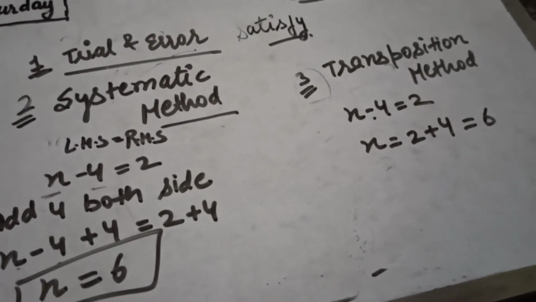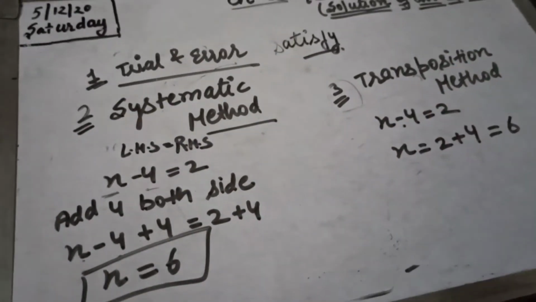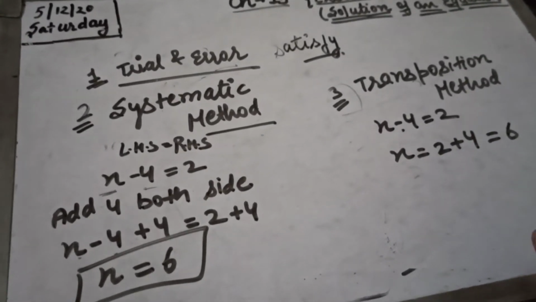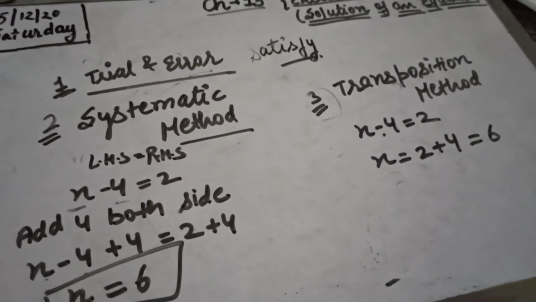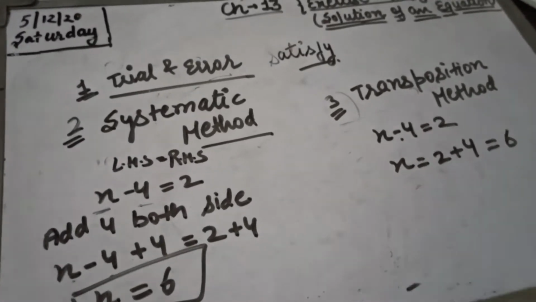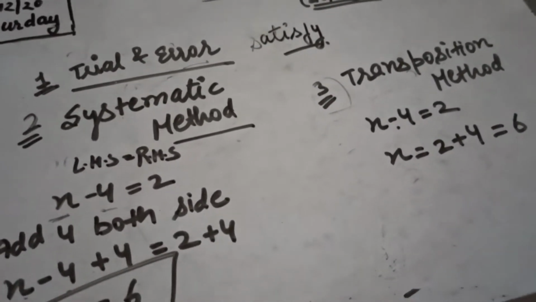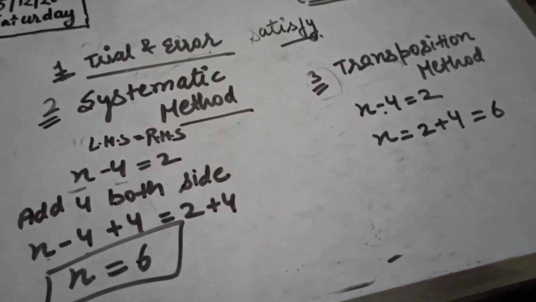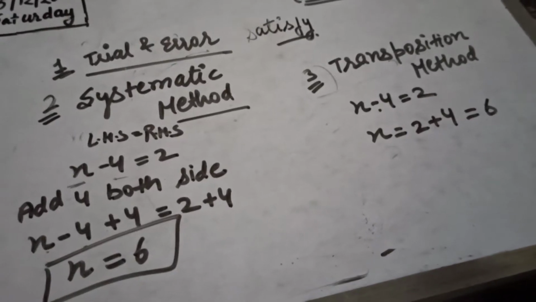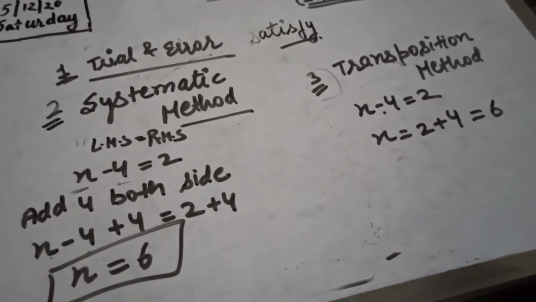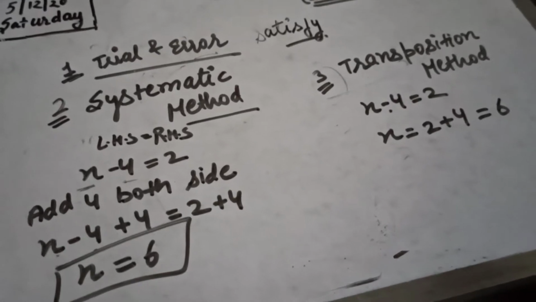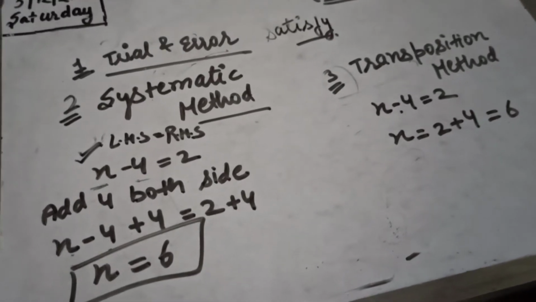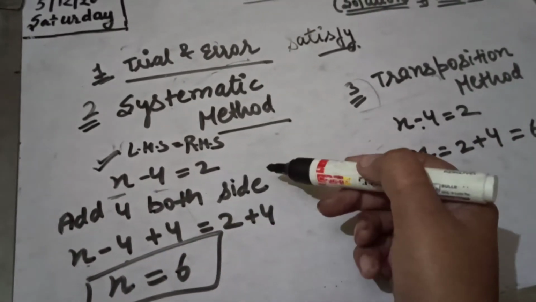Very easy. See, with one equation I told you all three methods. First one, trial and error. Second one, systematic, and the third one is the transposition method. Right? In these methods you have to take care of only one thing, that the rules must be followed. Like in trial and error you put a value, if it is an error then put a new value. Systematic, both sides will be solved together. Like this, add 4 on both sides.